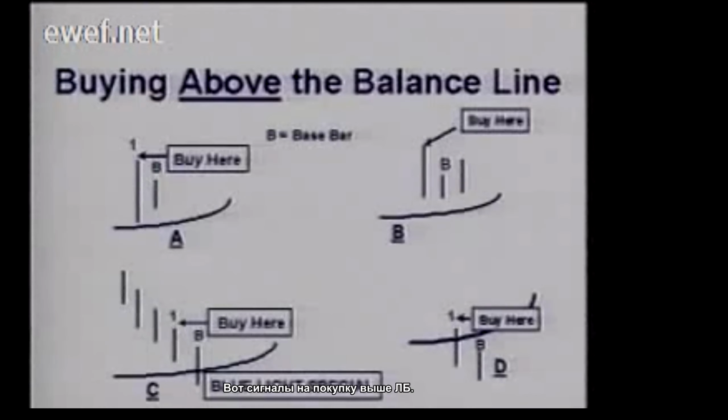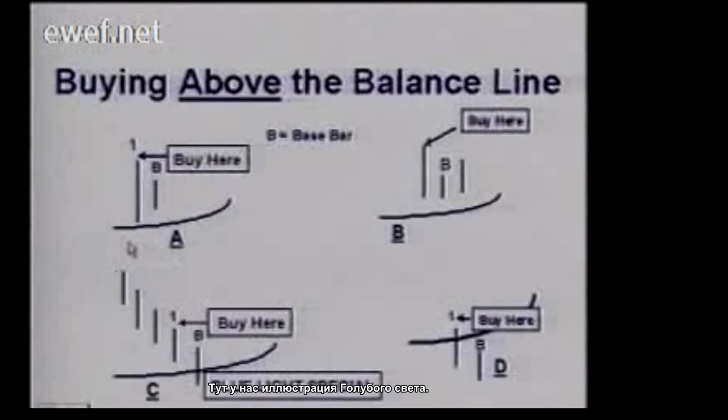Here's buying above the balance line, and when you're buying above the balance line, remember it's very simple, base plus 1. And remember that the base is the most recent lowest high. So here we have the recent lowest high. The buy stop would be here. This third bar does not affect it because it is not lower than the most recent lowest high.